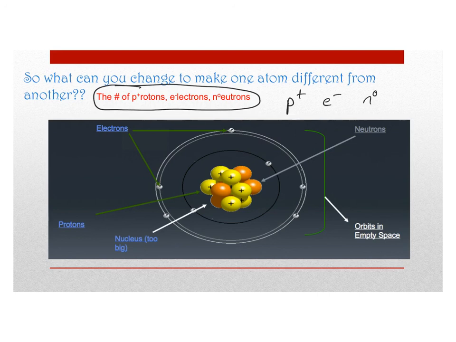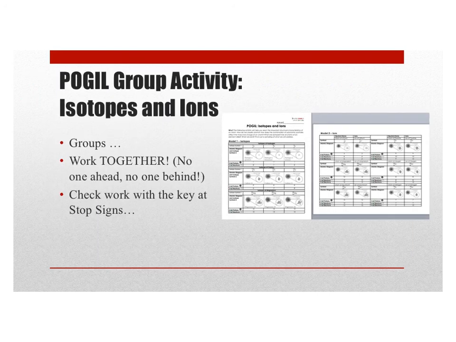What we're going to do next is a group activity having to do with isotopes and ions. If you're doing this later on, it'll be a solo activity by yourself. There are a couple of models, Model 1 and 2, that you're going to use to answer the questions. They're in the POGL. As you go through it, there'll be stop signs along the way, and there's a key posted that you can use to check your work. That'll be your work for the rest of the lesson. When you're done with all of that, there is a quiz to summarize what you've learned today.